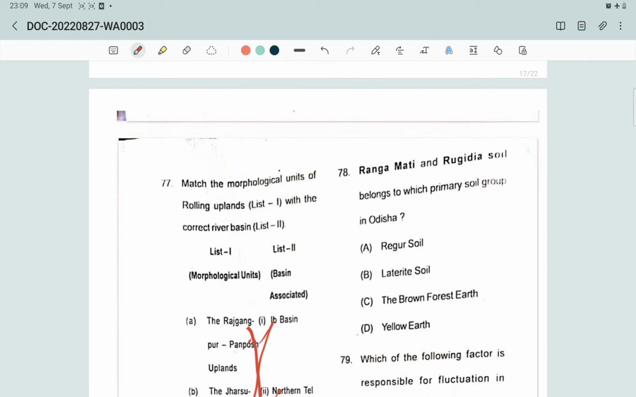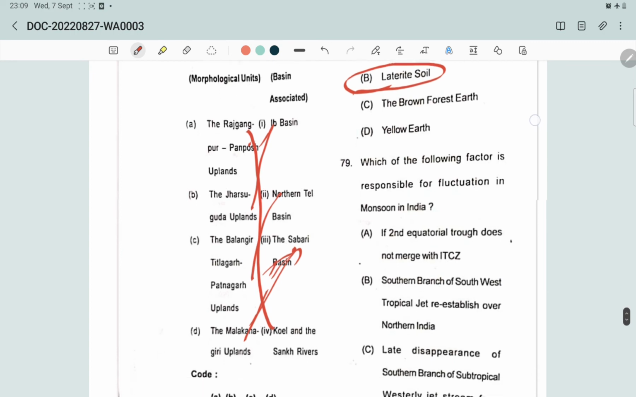Question number 78. Rangamati and ruggedious soil belongs to which primary soil group in Odisha? The options are regur soil, laterite soil, brown forest earth, and yellow earth. And the correct answer would be laterite soil.